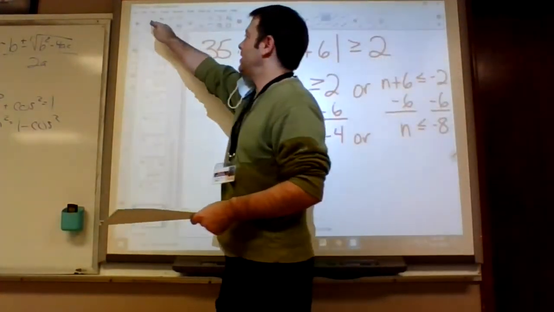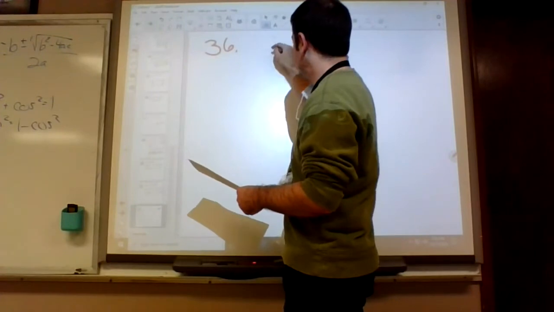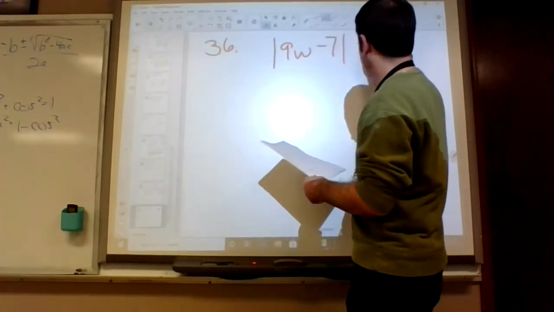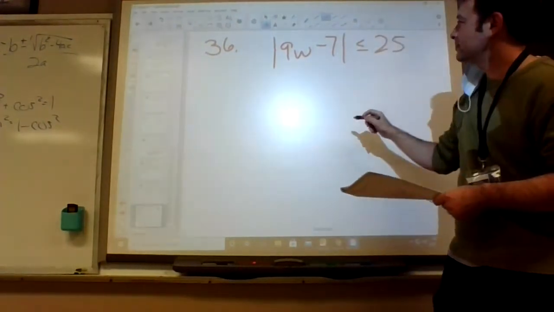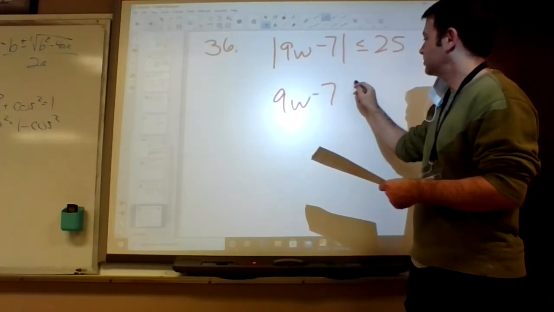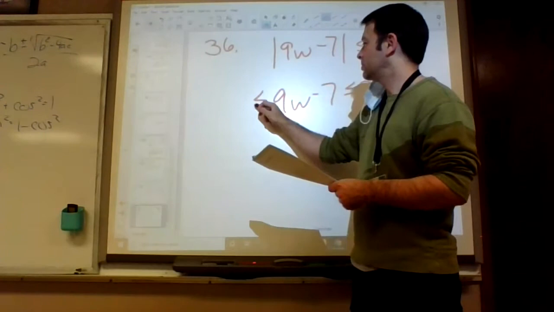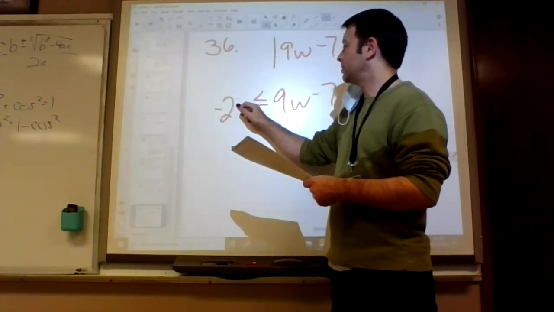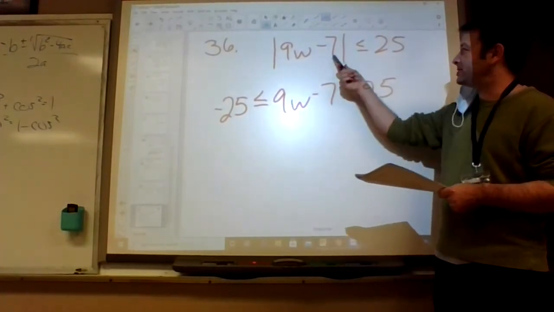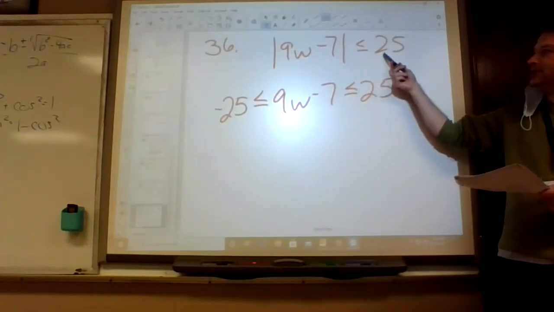Okay, last one, 36. Last one in this section. Can I do this one? Do you remember how it worked? Yes, I do. Okay, how'd it work? So I have 9W minus 7 is less than or equal to 25, and then on the other side it's less than or equal to -25. Yeah, you put 9W minus 7 between 25 and -25. That's how absolute value less than works.